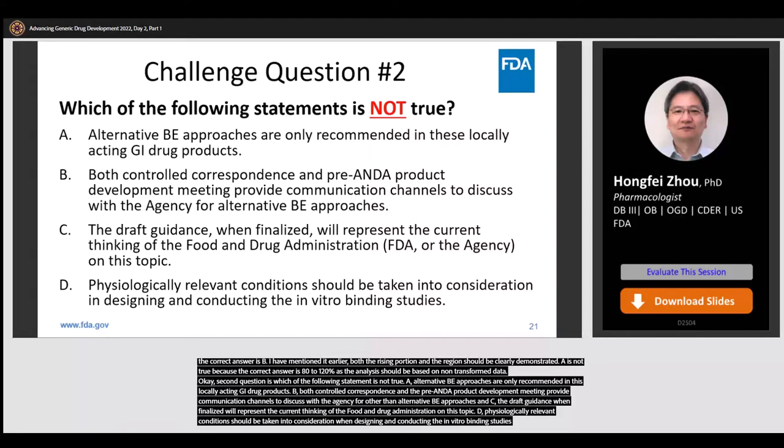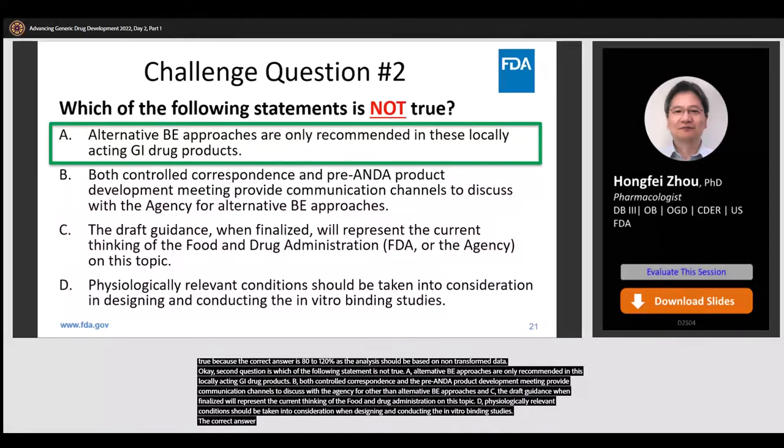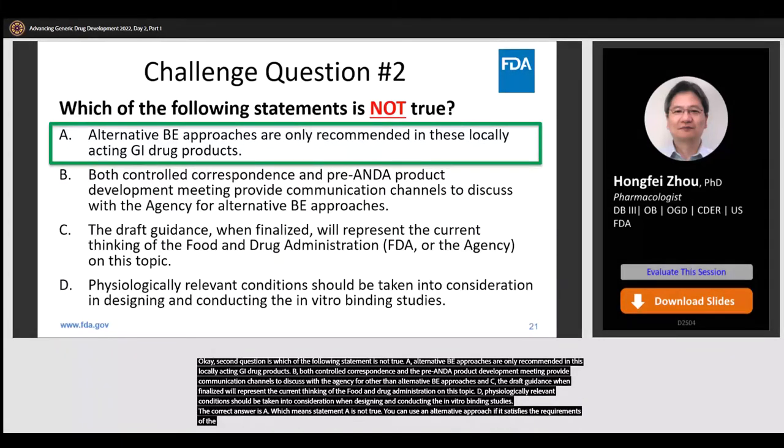The correct answer is A, which means statement A is not true. You can use an alternative approach if it satisfies the requirements of the applicable statutes and regulations and you are able to provide comprehensive scientific justification. The alternative approach is not limited to the locally acting GI drug products.